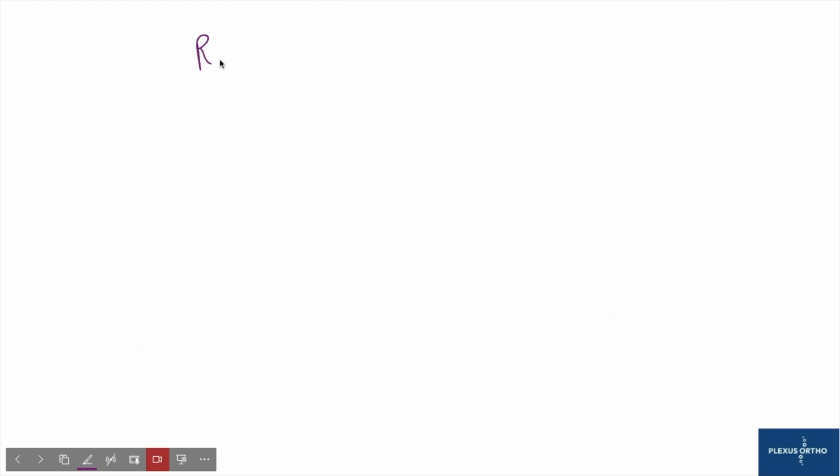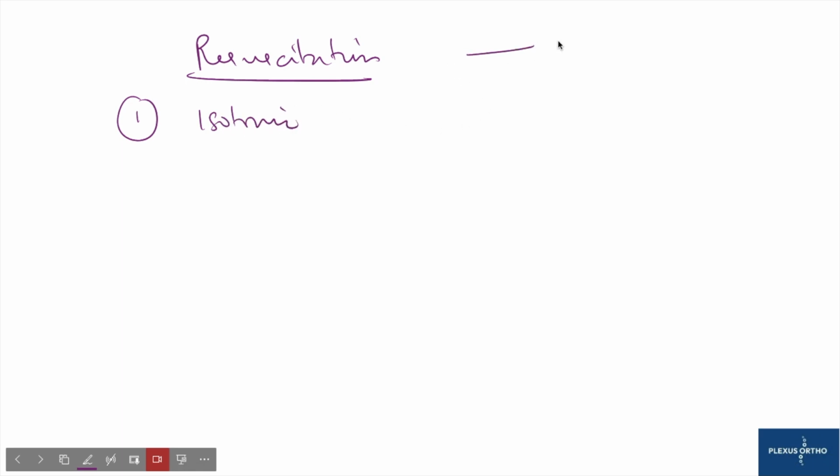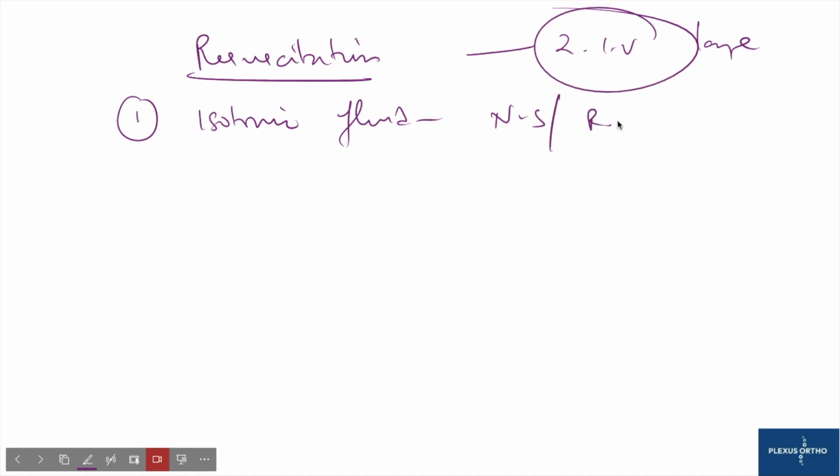How do you resuscitate these patients? Resuscitation of a hypovolemic shock patient. One, you have to give isotonic solution. You have to make 2 IV lines. First thing, when the patient comes to the emergency, 2 large bore IV lines, and an isotonic fluid like normal saline or ringer lactate must be started. These 2 isotonic solutions must be started.